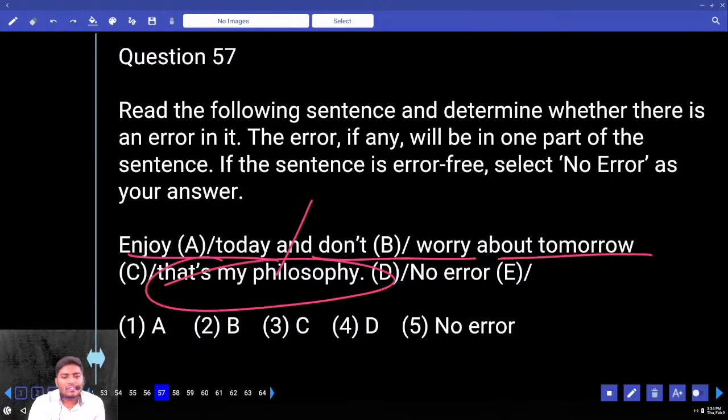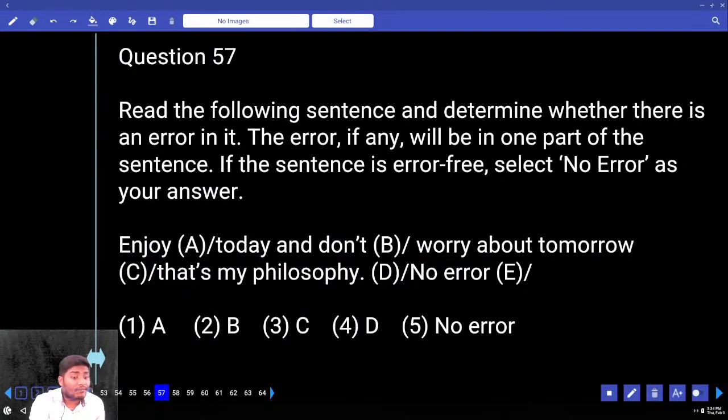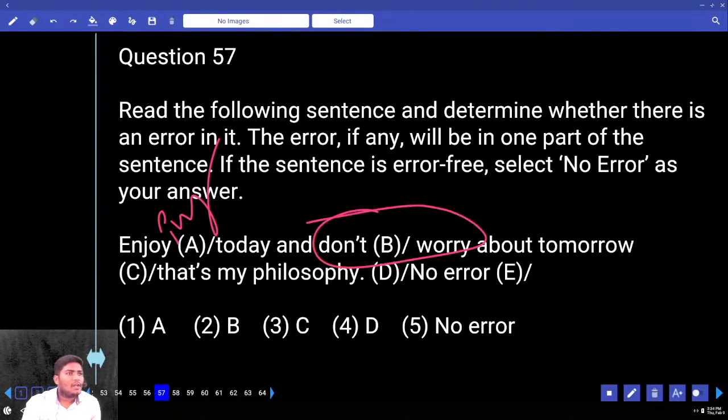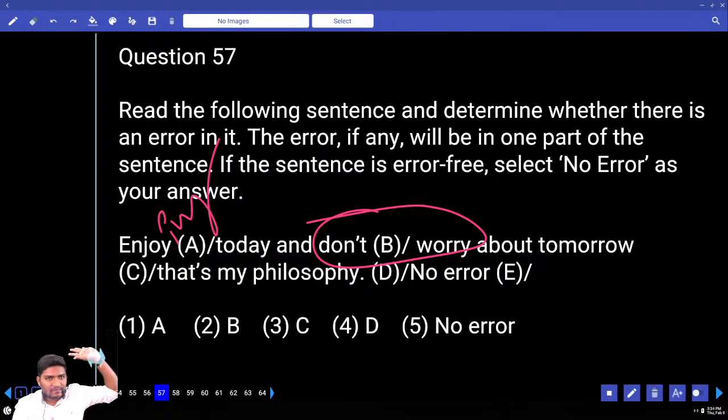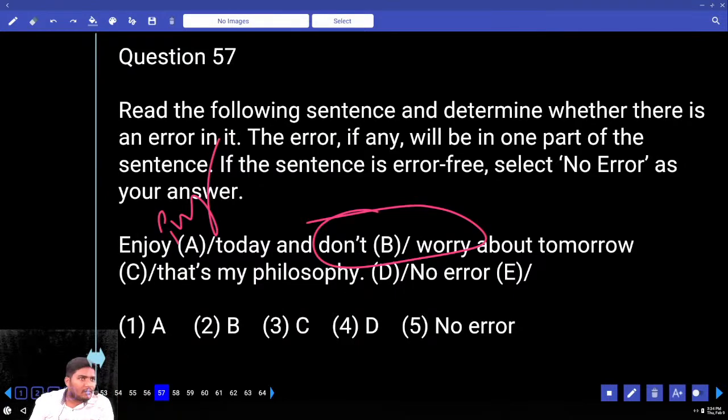Now that's my philosophy. Where can be the error? If at all you think that enjoying today, remember, if you change enjoying immediately, how to change? Don't worry also. Enjoying today and not worrying about tomorrow. If you change enjoy to enjoying, you should also change don't worry to not worrying. Where is the error?